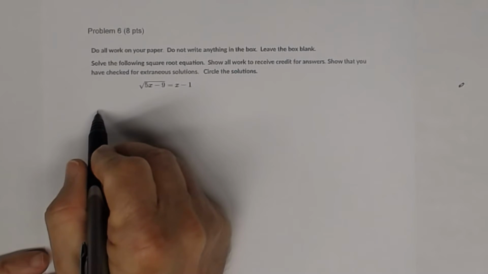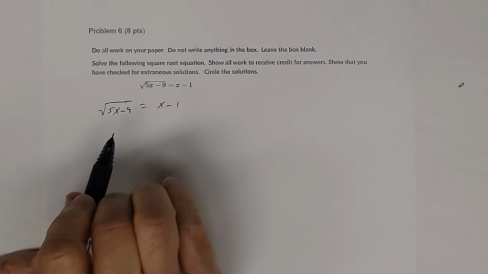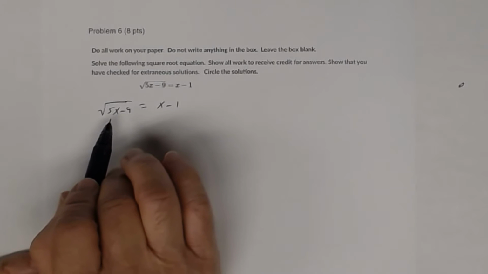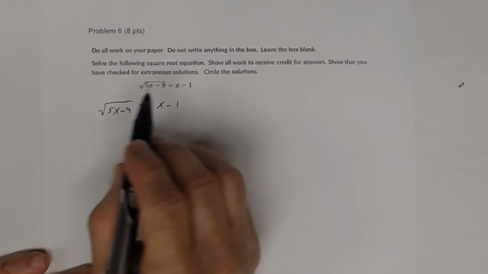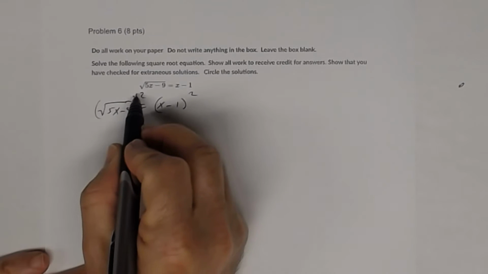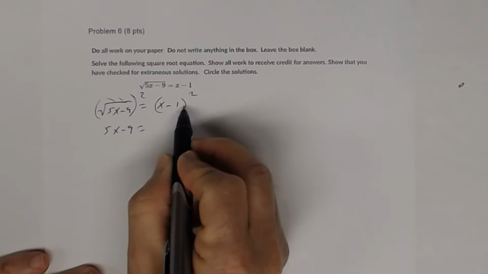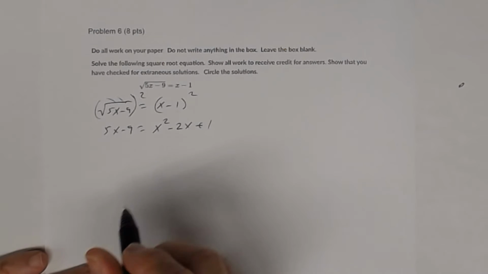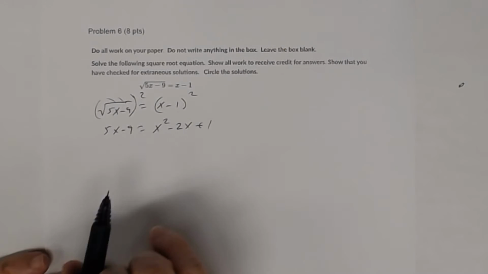Okay, so let me go ahead and rewrite this over. So I get the square root of 5x minus 9 equals x minus 1. Okay, so notice that the radical, the square root, is already by itself, so that makes things a lot easier. So to get rid of that square root symbol, since I'm square rooting, the opposite is to square, so I'm going to square both sides. And when I square both sides, the square and the square root undo each other, so you're left with the radicand, 5x minus 9. And when I square this binomial, I'm going to get x squared minus 2x plus 1. All right, so notice I went from a square root equation to a quadratic equation.